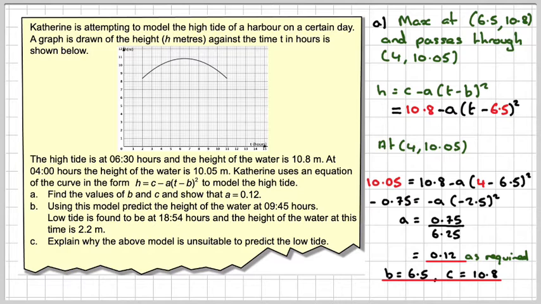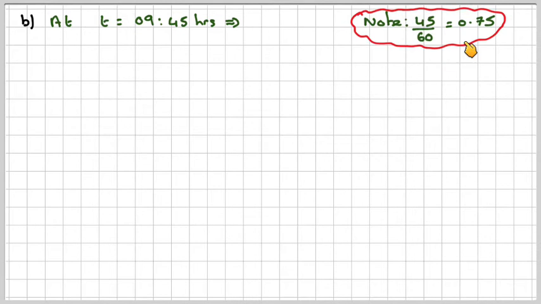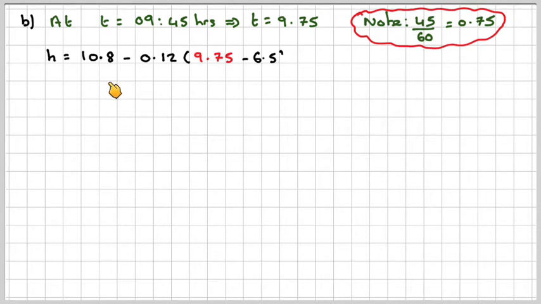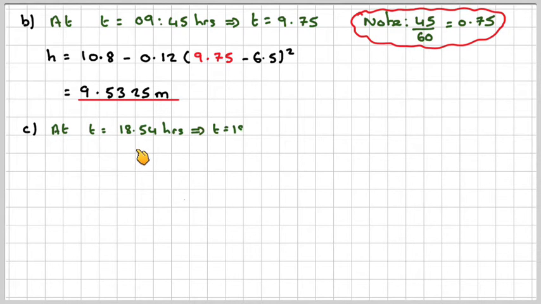Right, using our model, at t is equal to 0945, notice 45 over 60 is 0.75, then t is 9.75, and therefore h will be equal to 10.8 minus 0.12 times (9.75 minus 6.5) squared, which will give me 9.5325 meters.